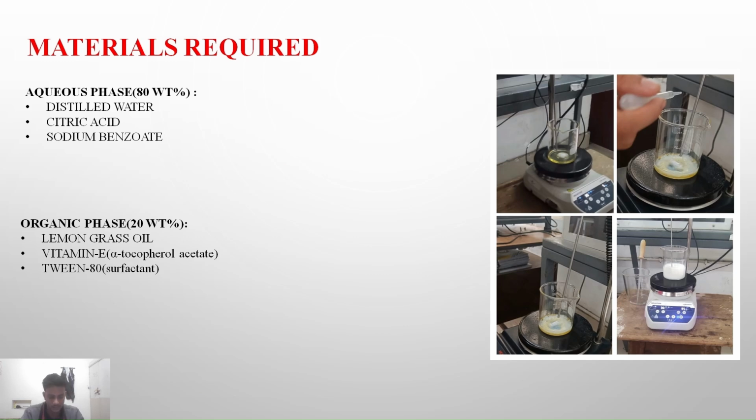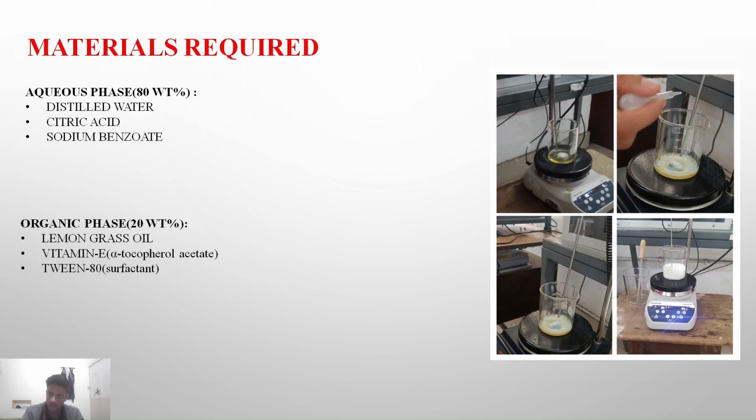So, materials required. The aqueous phase requires distilled water, citric acid, and sodium benzoate, and the organic phase, which was around 20%, consisted of lemongrass oil, vitamin E, and Tween 80. I'll brief about these materials. What is the use of them?